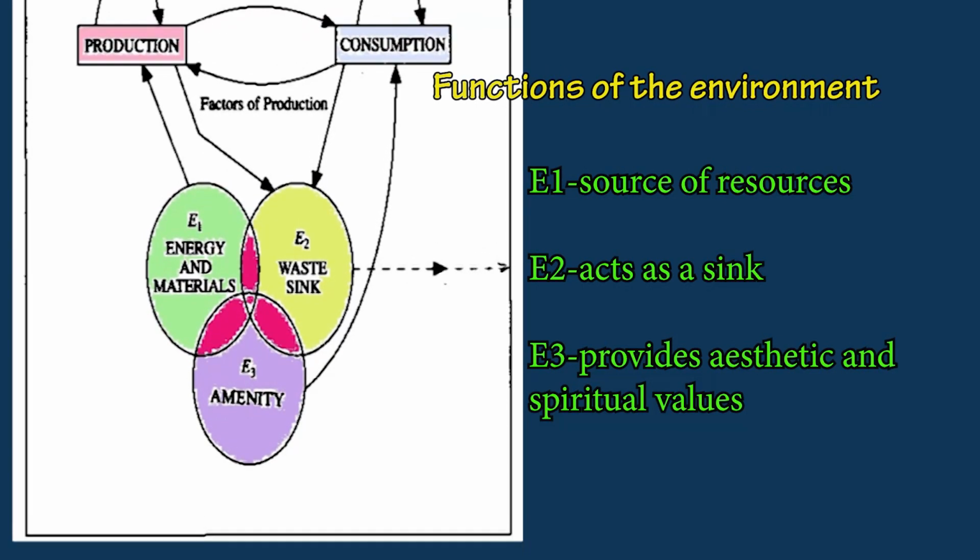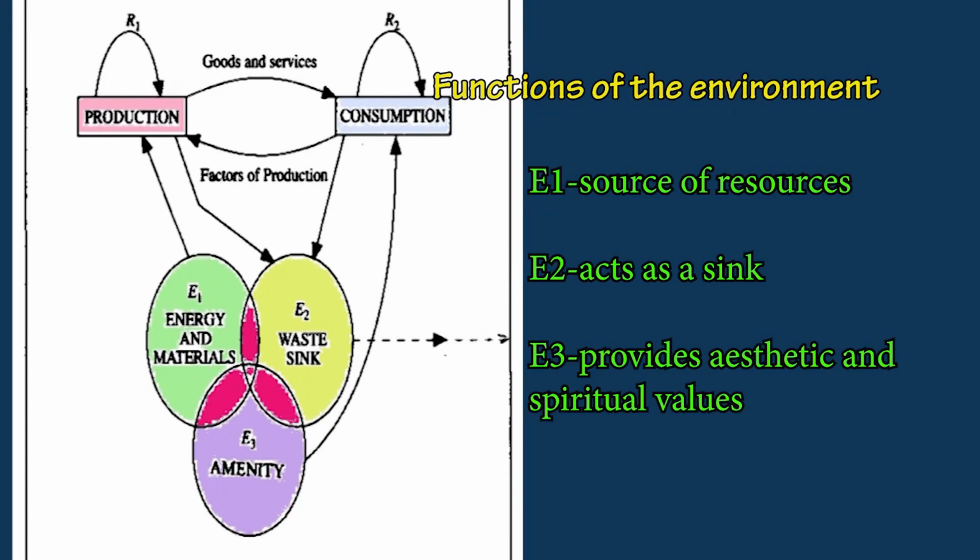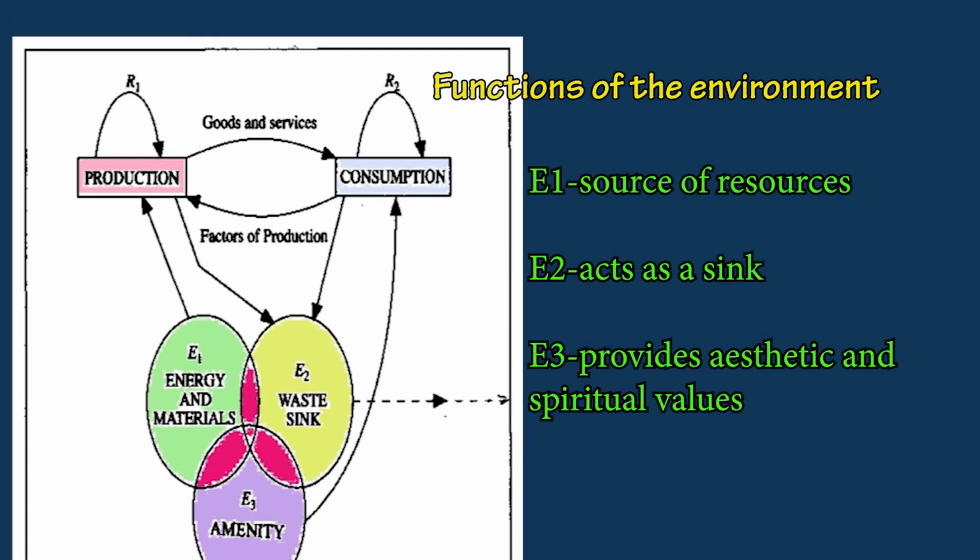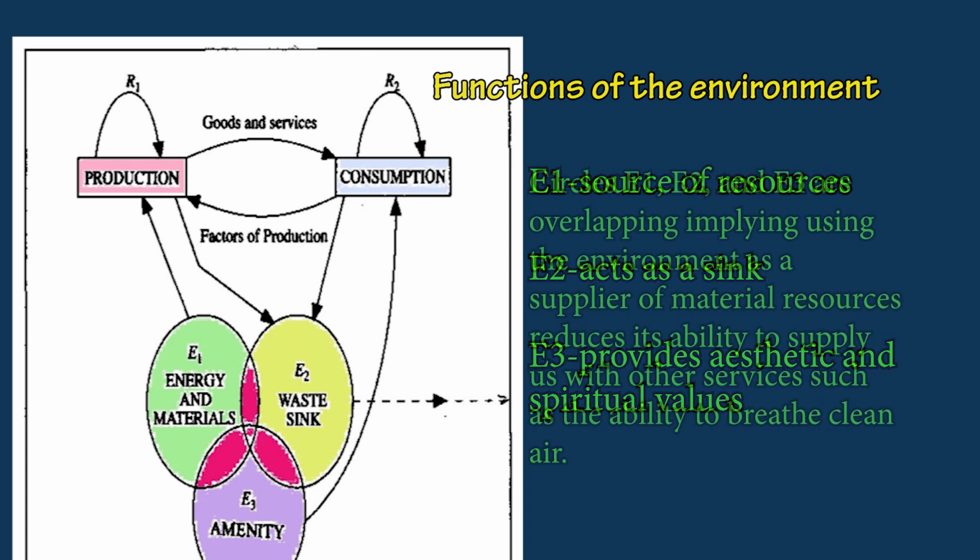At the top, we have the two sectors, the production and the consumption sector. On one hand, the values of R indicate that the wastes generated from the production and the consumption sector are recycled back into this sector. However, a major part of these wastes are not recycled back. Instead, they are absorbed by the environment.